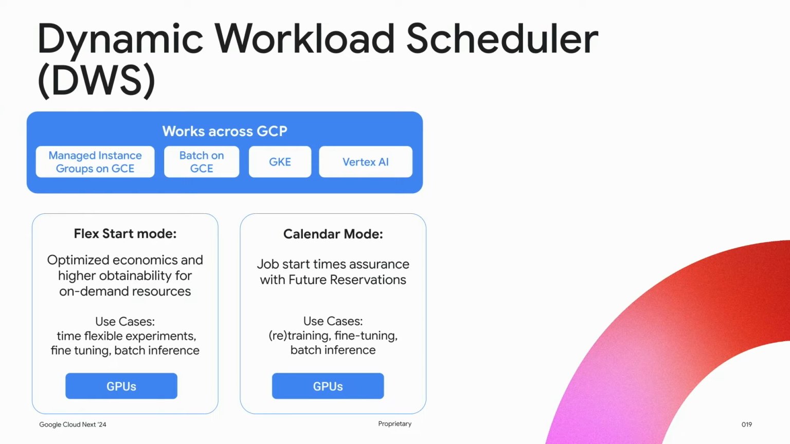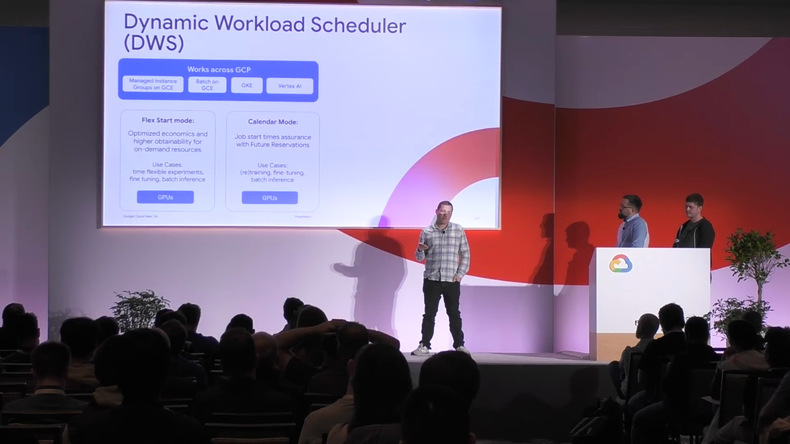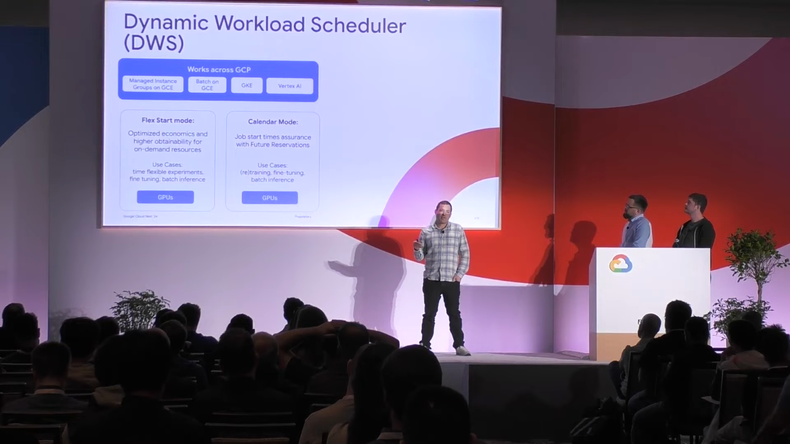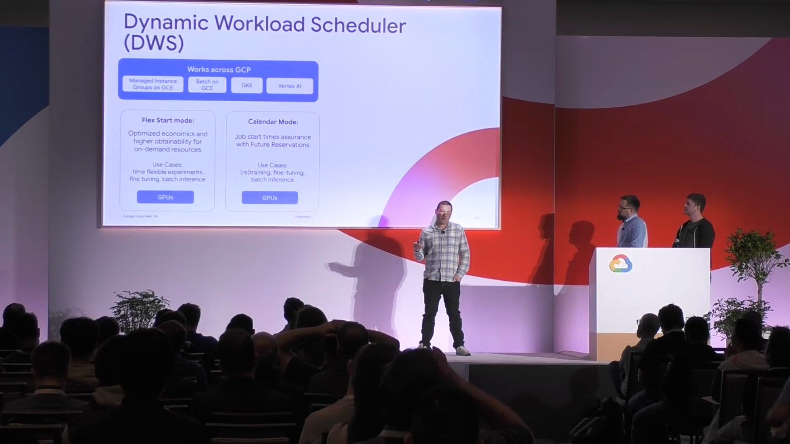To use DWS, you can leverage several integrations across GCP, and we continue to add to that list. First and foremost, you can use GCE directly via managed instance groups. You can leverage it with our Google Cloud Batch managed offering. You can use GKE, which we're going to hear a little bit more about in a bit, and Vertex AI training.